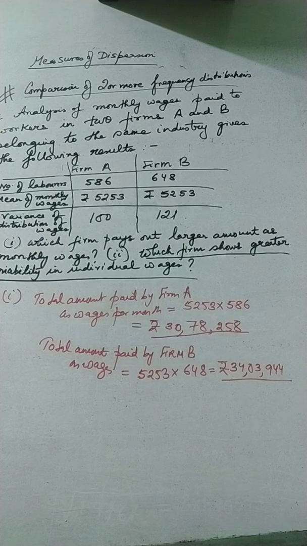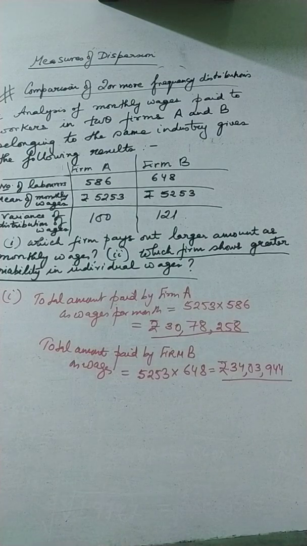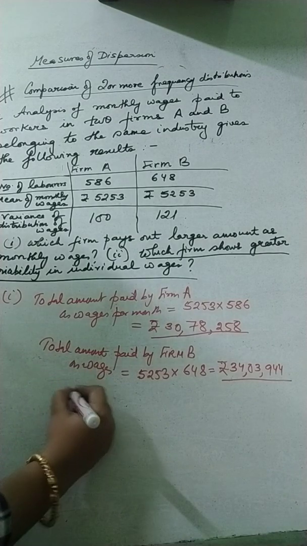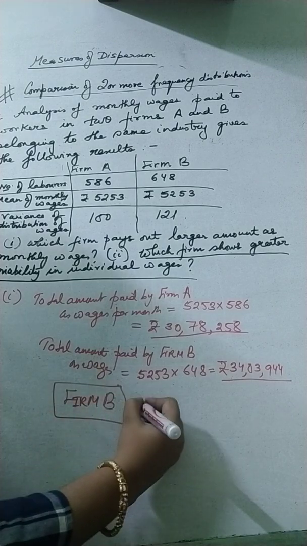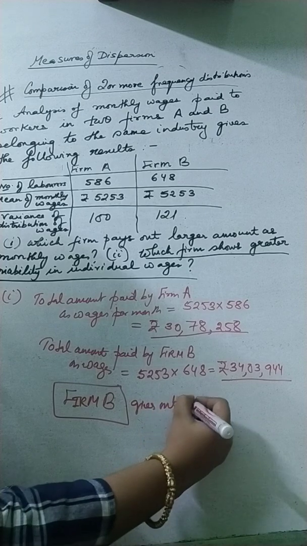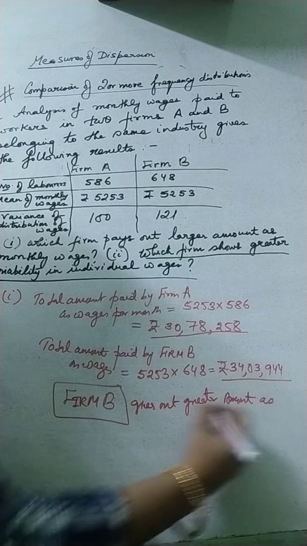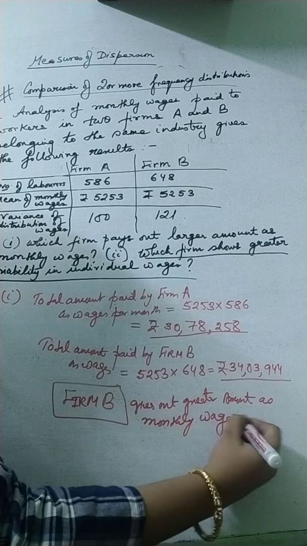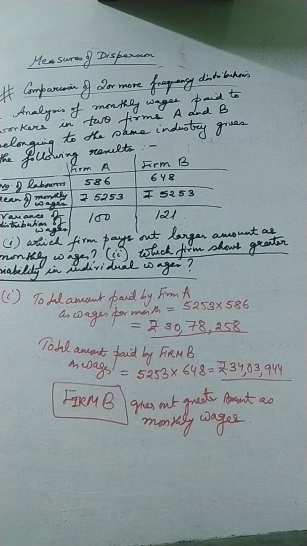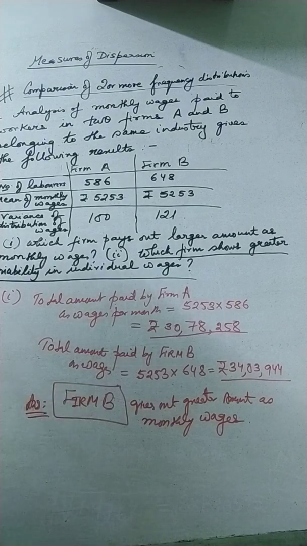Okay, so 3403944, which is greater? Obviously, this amount is more, isn't it? This amount is more. So therefore, what will be the conclusion? We will write firm B therefore gives out greater amount as monthly wages. Firm B therefore gives out greater amount as monthly wages, and this is your answer.